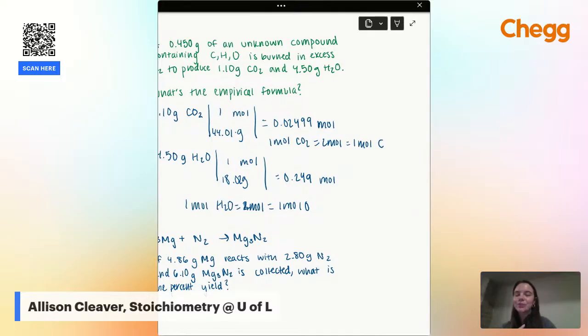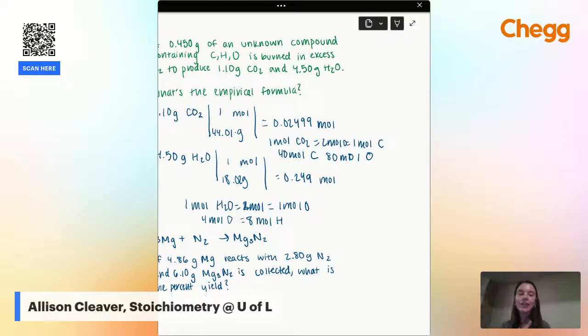So what we can do now, 1 mole of CO2, we're at 0.02499. So let's divide 1 divided by 0.025 to get 40. So we're just going to multiply everything by 40. So we have 40 moles of C, 80 moles of O. Let's do the same at the bottom. We do 1 divided by 0.25. We get 4 moles of H2O, so 4 moles of O and 8 moles of H.